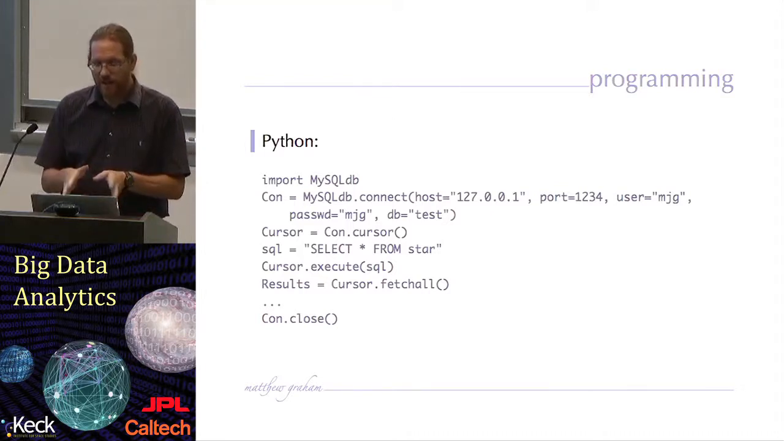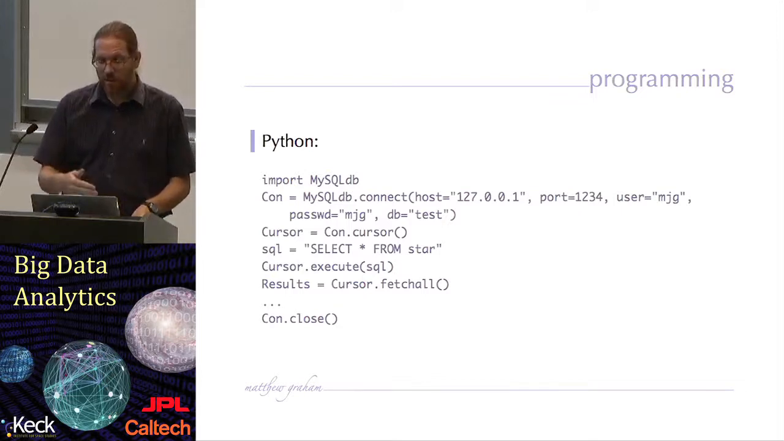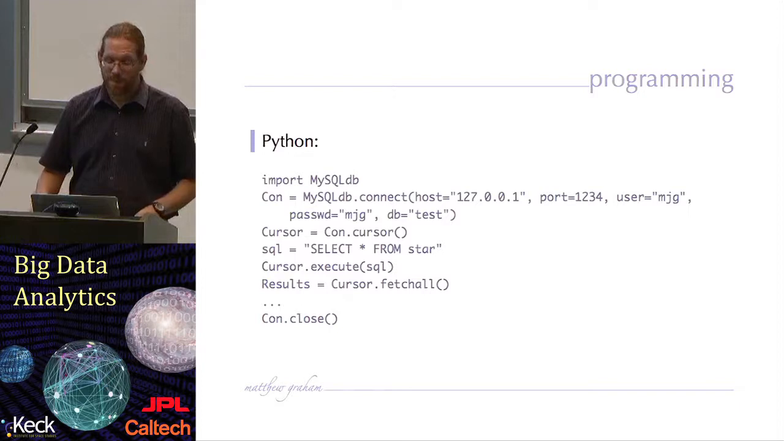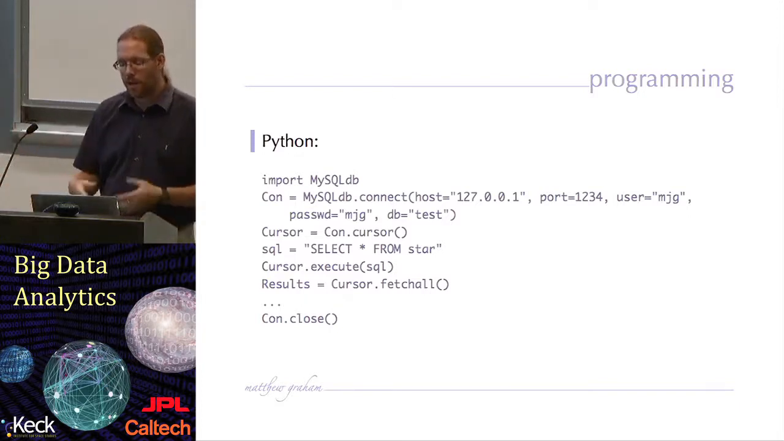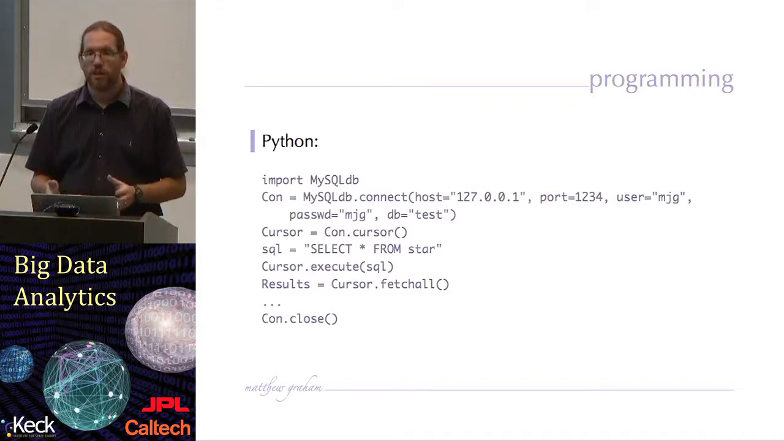I then define the SQL statement. In this case, I just wanted to return everything from my table star. I execute that. So the Python code sends the appropriate SQL command over the wire to the database, and the information is piped back. And then I can fetch all the results, or I could fetch the results one at a time, or do all manner of operations to retrieve the data and work with it appropriately. And those are specified in the MySQLdb documentation.